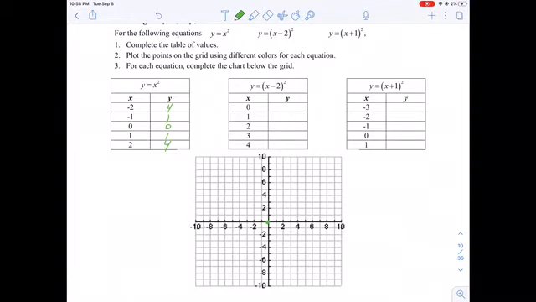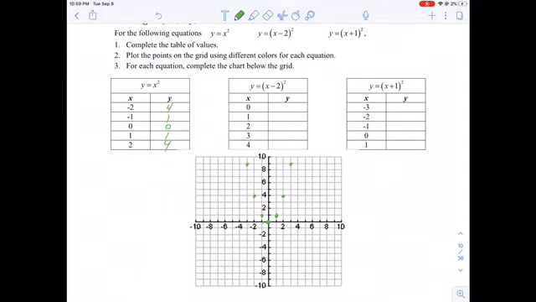to find my other points, I can move left one, and right one, up one. Left one, up one, right one, up one. I can move left 2, up 4, and right 2, up 4. And the reason I do it like that is because there's a pattern, and I know that if I'm moving right 1, 1 squared is 1. If I'm moving right 2, 2 squared is 4. If I wanted to find the other points, if I move right 3, 3 squared is 9.